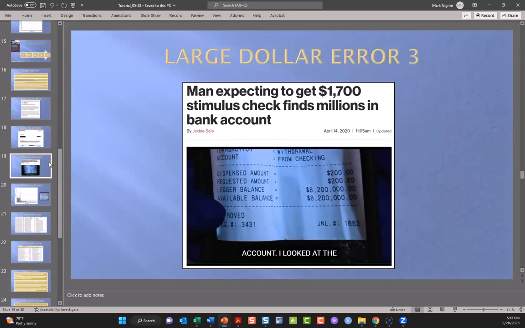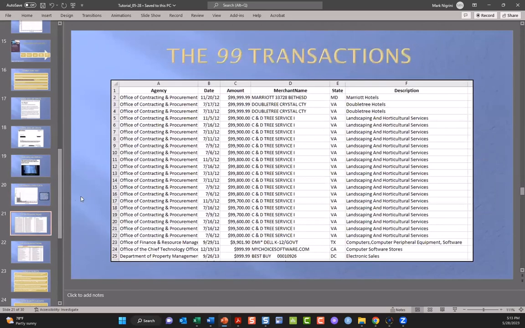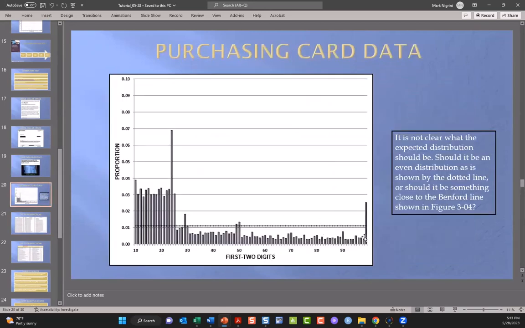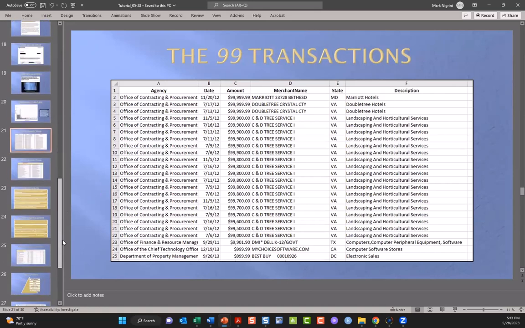So big errors happen, and the summation test will be our friend to detect it. Again, we can see that these 99 numbers are very big. And if we go back to what we just saw a while back, we can see that indeed, the numbers beginning with 99, there's not one very big number, but there are a lot of huge numbers. And this is amazing for a purchasing card. 99,999.99. You'd expect the card to be smoking and to melt.